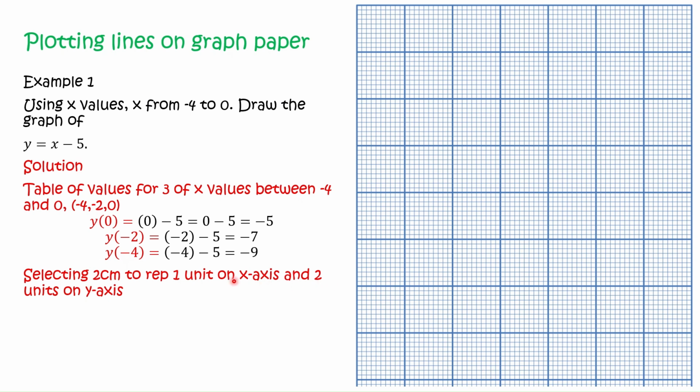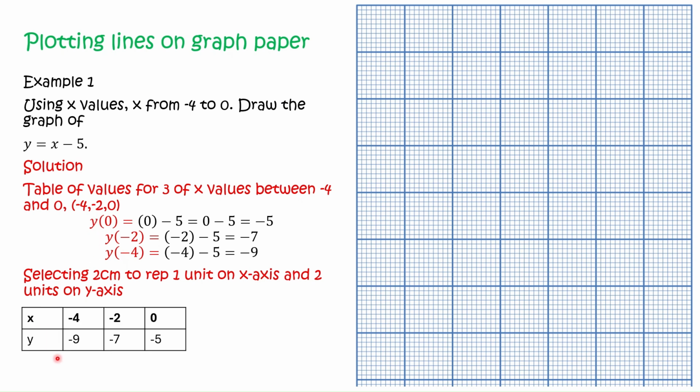Now, we are going to express our values in terms of a table. That would be easier to read. So when x is -4, we got our y to be -9. When x was -2, our y was -7. Our x is 0, our y was -5. Great. So now let's plot the axis, the x-axis and the y-axis.